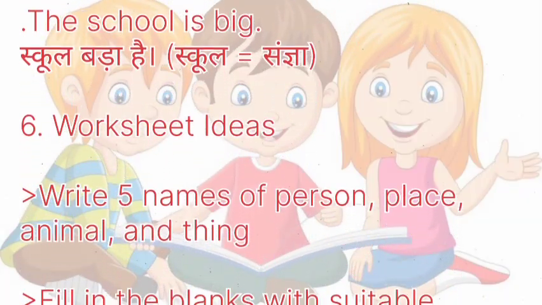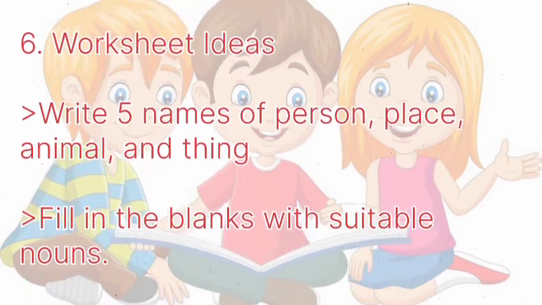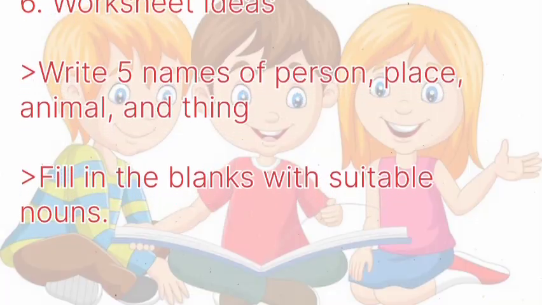Worksheet ideas: write 5 names of person, place, animal and things. And you can also use fill in the blanks with suitable nouns.